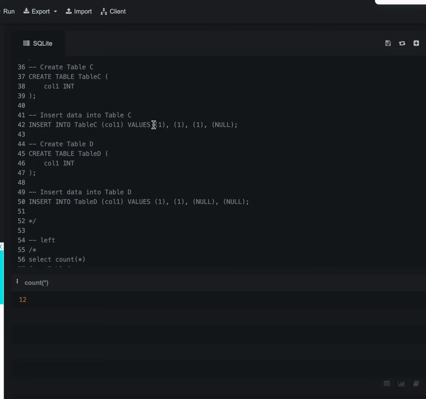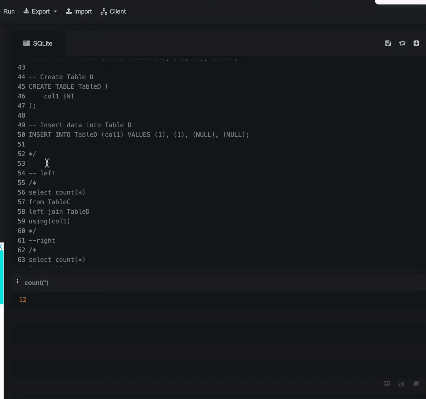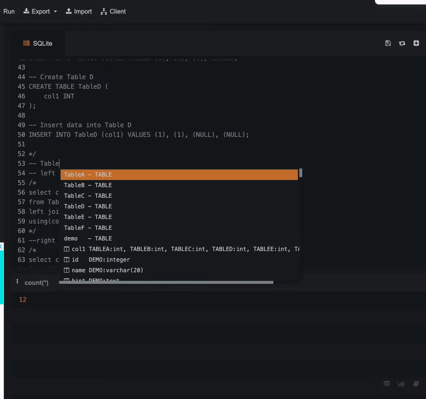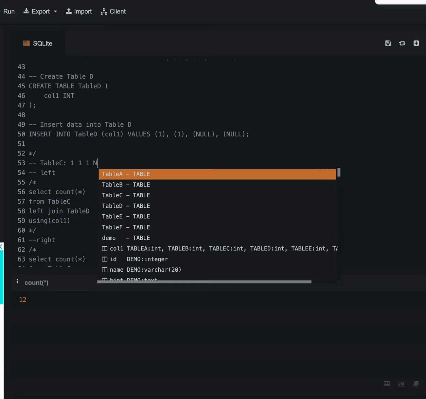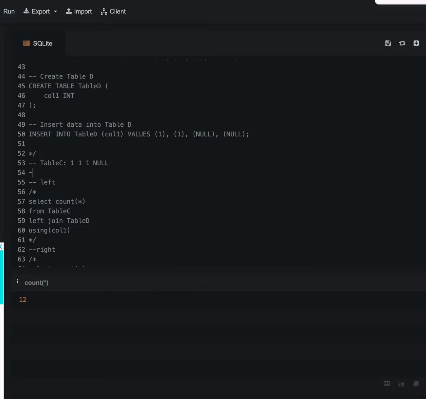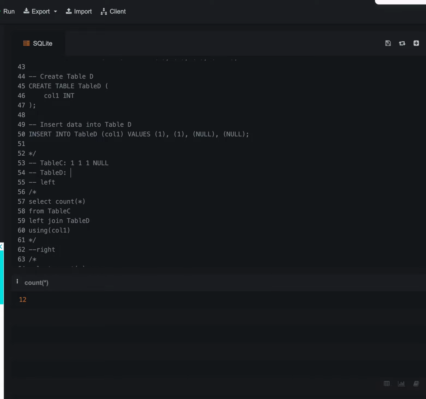Table C has 3 ones and 1 null value, and table D has 2 nulls and 2 ones. So this will look something like this. This is table C and it has 3 ones and 1 null value. On the other hand, table D has 2 ones and 2 null values.